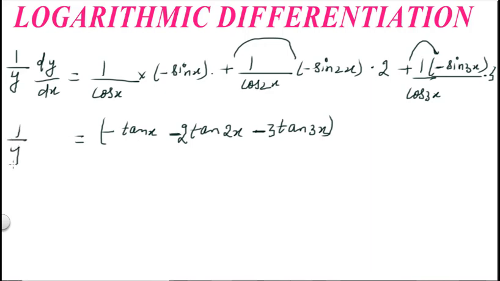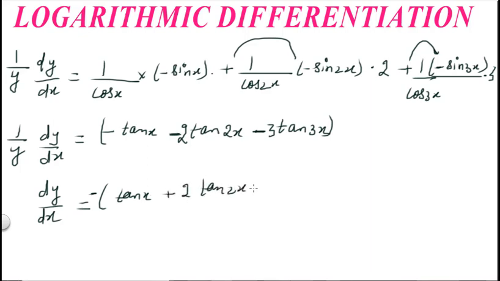Here we have 1 by y dy by dx. Now we just have to find out the value of dy by dx. So what we can do is, we can shift this y or transpose this y or multiply both the equations with y on both the sides. So you will get, if I take minus out, tan x plus 2 tan 2x plus 3 tan 3x. Okay. Into we have y.